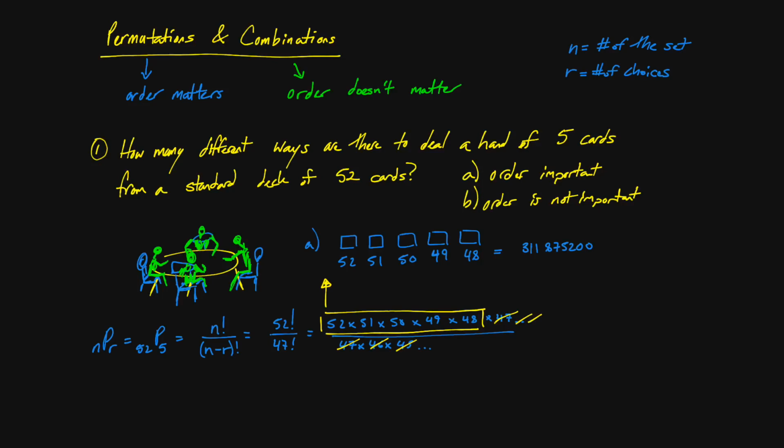Alright, so let's look at now order not being important. First off, I want you to think about a question here. What is larger, permutations or combinations? AKA, which one is going to have more outcomes, just generally speaking? So think about that for a moment.